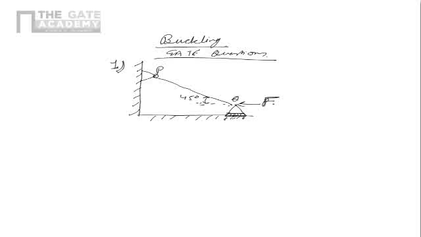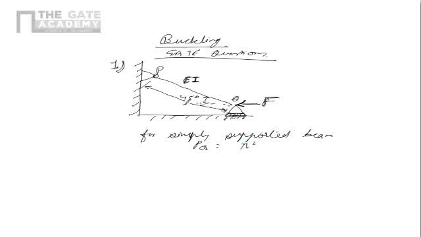Now the question is, for what value of F will this rod buckle? It is provided that the length of the rod is L and the flexural rigidity is EI. Now we have to find out the minimum force which is required to buckle the rod. So obviously we know that for a simply supported beam, the critical buckling load is given by pi square EI upon L square. This is what we know.